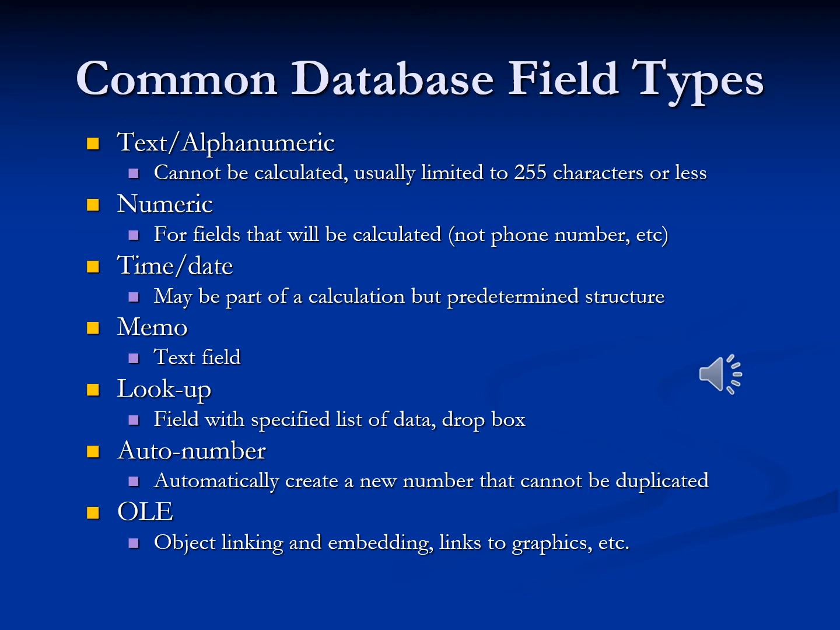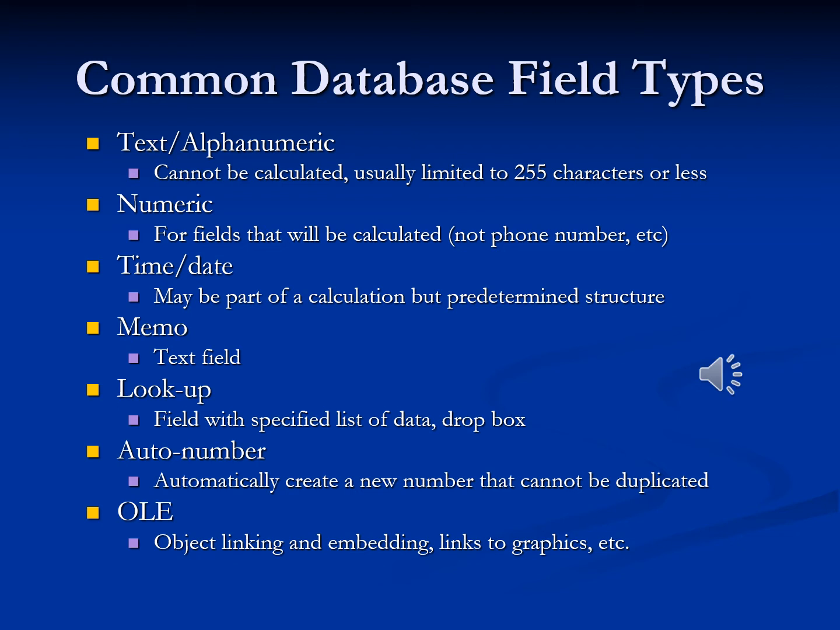So in the case of a text or alphanumeric, these can't be calculated. So one of these might be something like a phone number, or this could be a street address. This could be somebody's name. You know, these are not things that you can actually use a mathematical calculation on. Numeric, that would be fields that could be calculated, and that wouldn't be a phone number or a social security number. Those would be considered text alphanumeric.